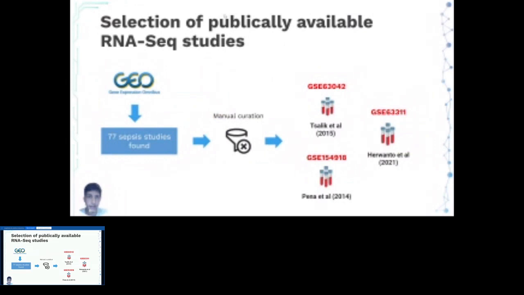Regarding the selection of these publicly available RNA-seq studies, we searched the Gene Expression Omnibus for RNA-seq studies of sepsis, and we found 77 studies related to sepsis. After a manual curation step, we selected three different data sets of sepsis to reanalyze and apply our computational approach.